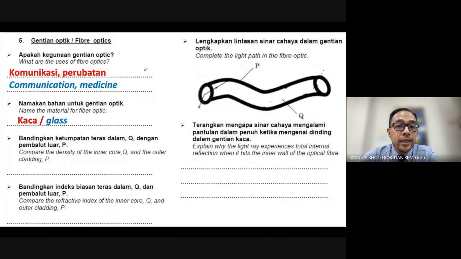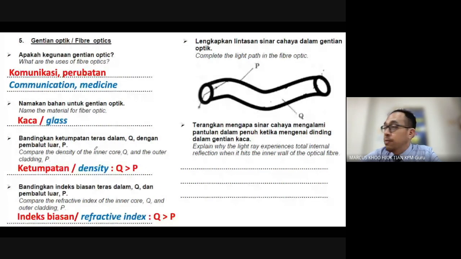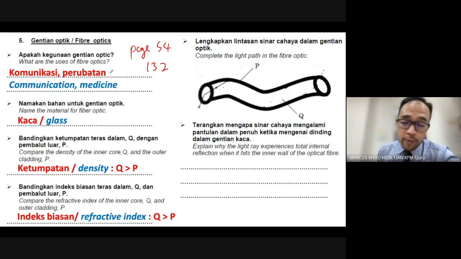Okay, so compare the density of the inner core Q and the outer cladding P. Of course, the density of the outer cladding is smaller than the inner core. Glass has a very big optical density. Compare the refractive index. The refractive index of Q is bigger than P. Okay, page 132 and 54. The idea is there. Page 54 or page 132. All the explanations that you need about fiber optics are there. There's nothing to copy here because everything is in the black book.